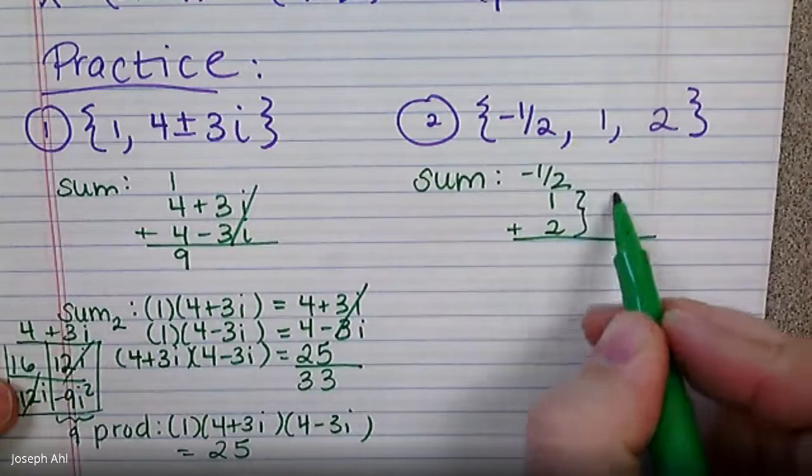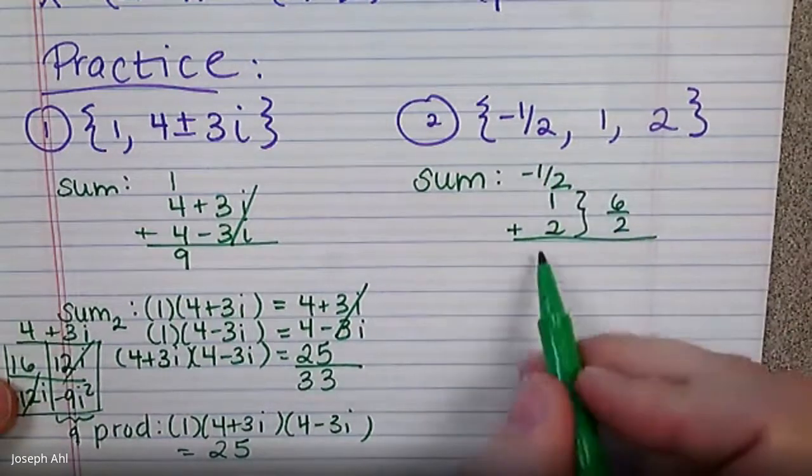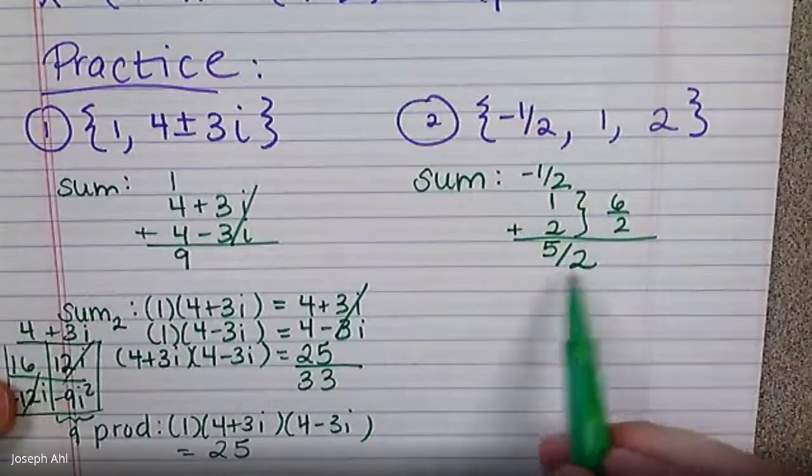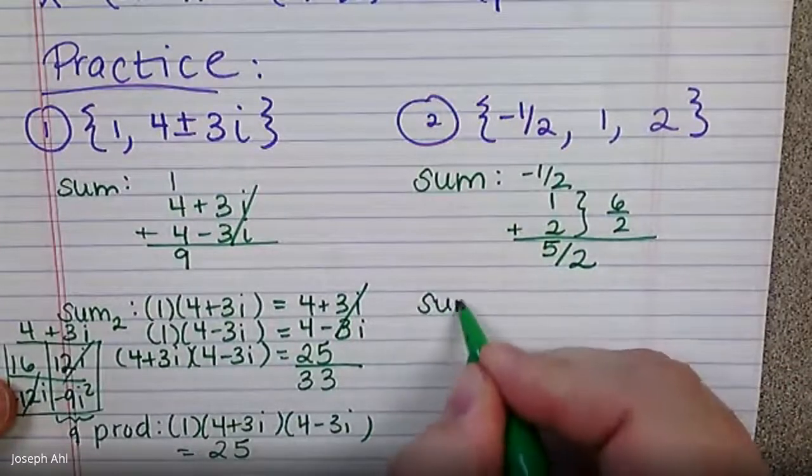So 3 is really 6 halves. 6 halves minus 1 half is a total of 5 halves. I want to see those as improper fractions. We'll see why in the end that needs to be the case.